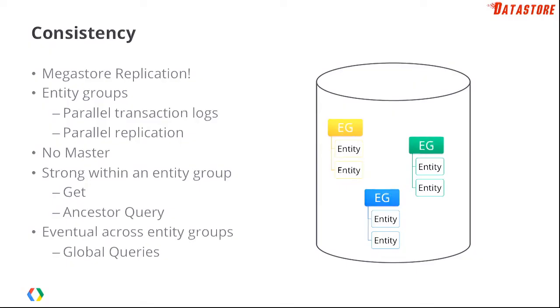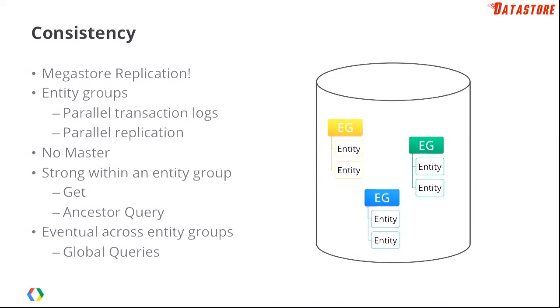And megastore replication uses those entity groups I talked about earlier. And remember, they had parallel transaction logs. Well, they also replicate in parallel as well. So we replicate on the transaction level. Although the system does have no master, and that means that there's no replica in the system at any given time that necessarily has all the most up-to-date information.